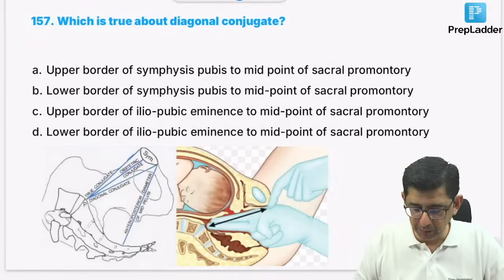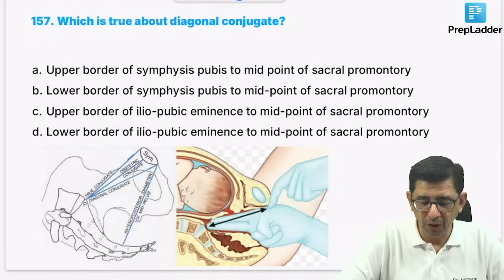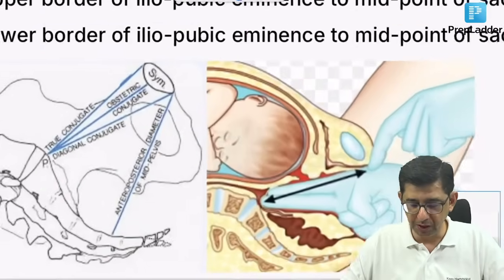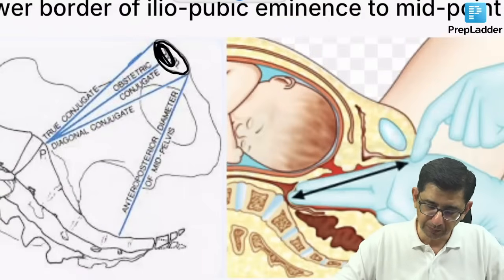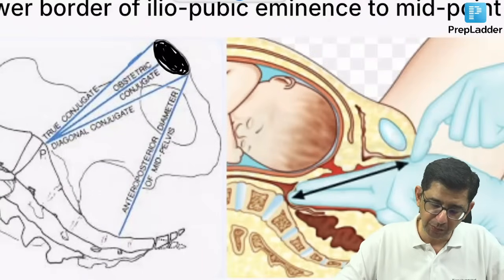Yes, it is BPD, biparietal diameter. Then, what is true about the diagonal conjugate? This diagram has to be remembered. This is the symphysis pubis, and from the symphysis pubis bone only, you are doing a per vaginal examination.